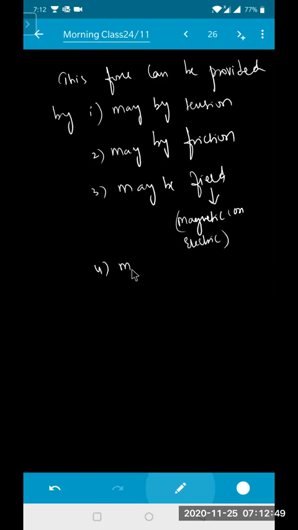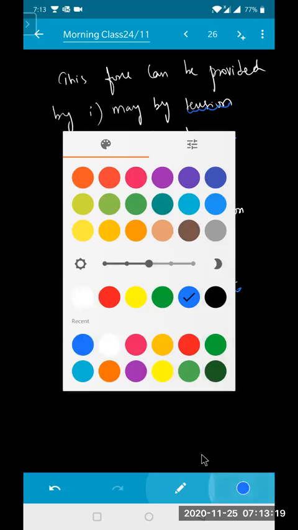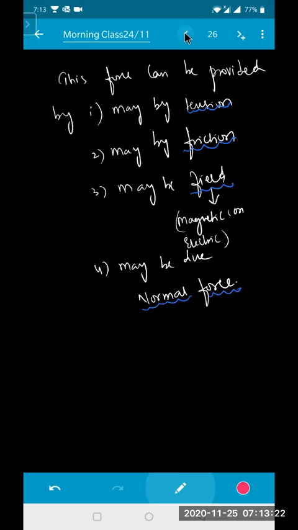In the same way, it can also be due to normal force. All these forces can produce the centripetal force. So centripetal force can be provided either by tension, by friction, by a field, or by the normal force. Okay? So that was about your centripetal force.